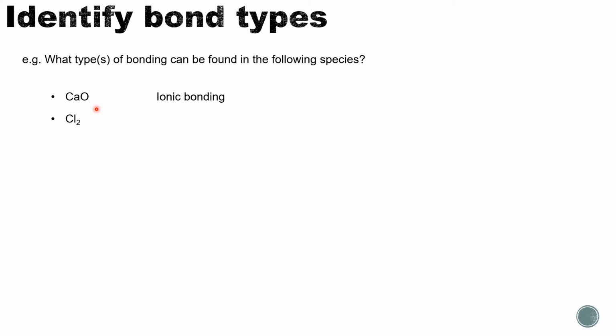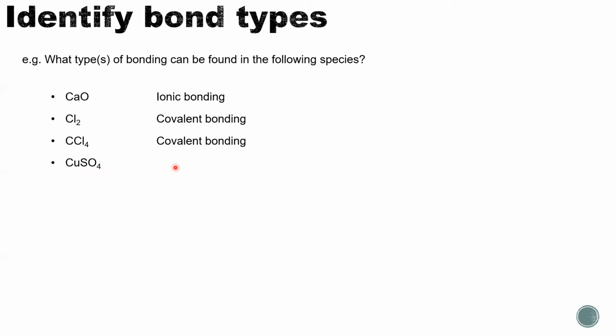Chlorine. There are two chlorine atoms here. Both of them are non-metal, so it's covalent bonding. And also there's no polyatomic ion, so it's covalent bonding. Carbon tetrachloride. All atoms here are non-metal, so it's only covalent bonding. And of course, there is no polyatomic ion.